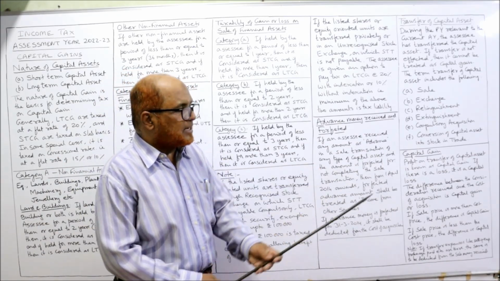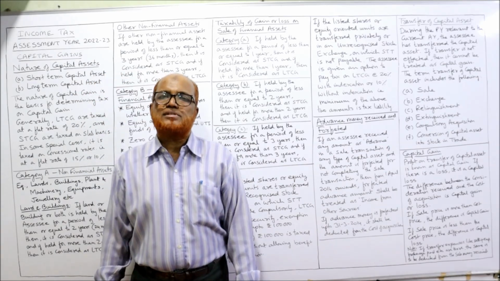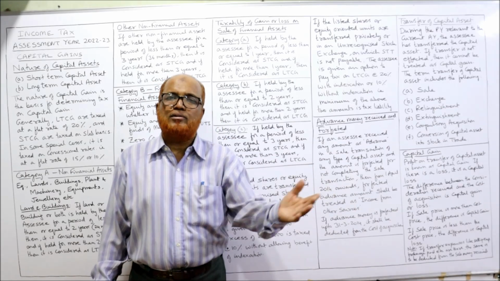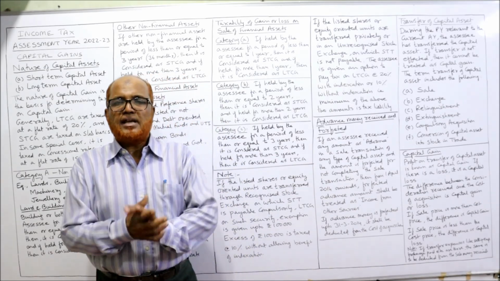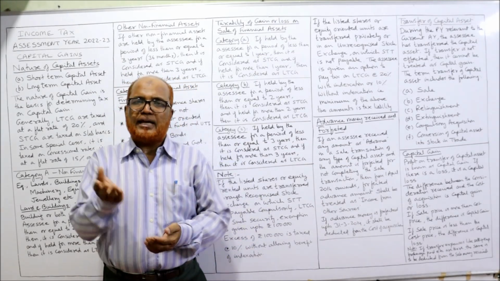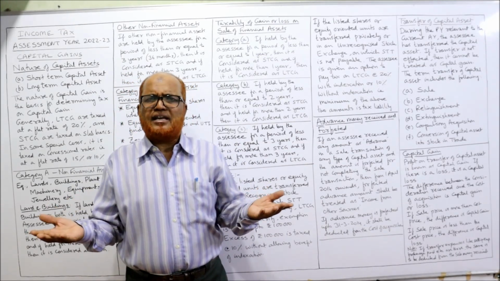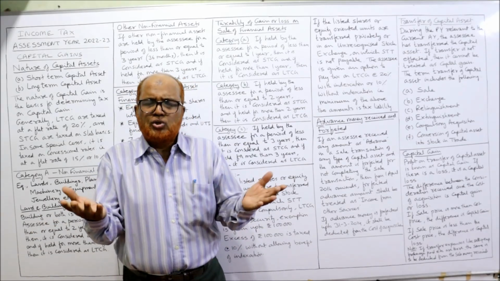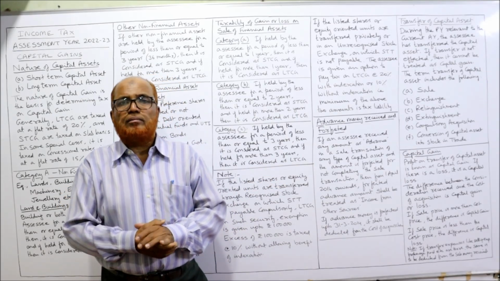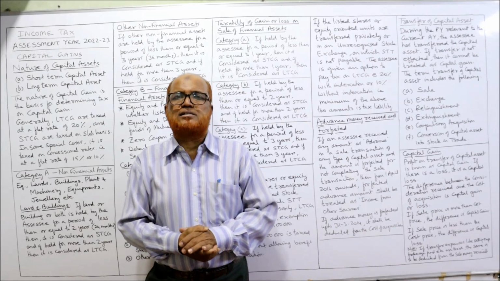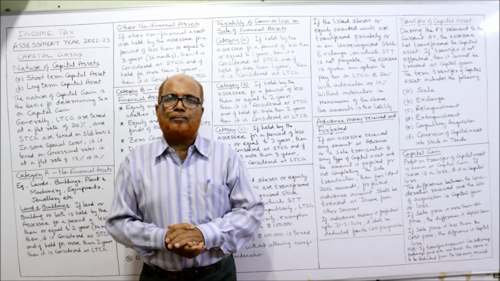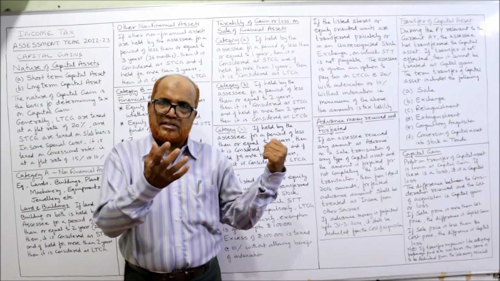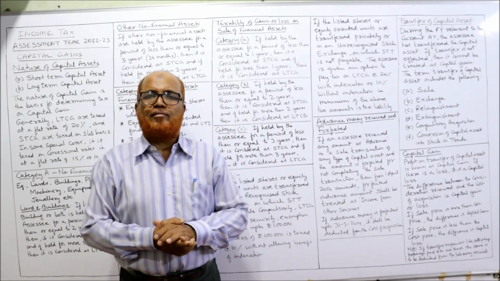Then conversion of capital asset into stock in trade. Sometimes an assessee will convert his capital asset into stock in trade. Example, a person purchased gold jewelry for rupees 5 lakh 10 years back, just as an investment, for his wife, so it is used for personal purpose. But later on, after 5 or 10 years, he has started a gold shop. In that gold shop, whatever personal gold is there, he has put as stock in trade.